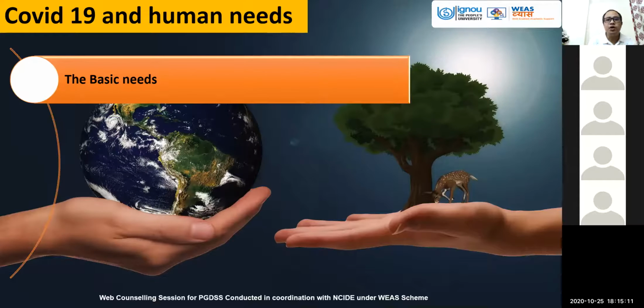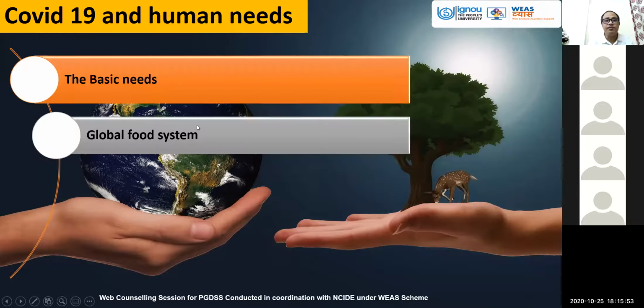So let us quickly look at how we have to understand these basic human needs during this COVID-19 especially. When we talk about basic needs, we have already talked about Maslow's hierarchy of needs and others. In this particular situation, you will find there is change across the world. The meaning of basic needs has suddenly changed. ICT has become one of the important needs. That is, basic needs are changing; they have a spatio-temporal characteristic.